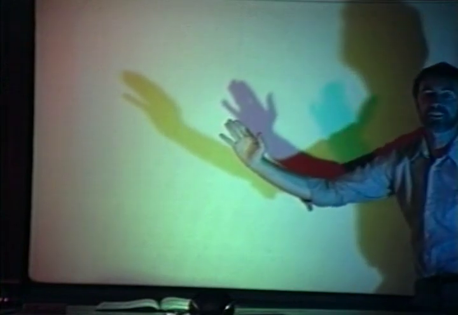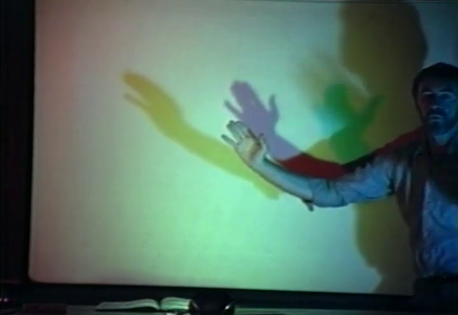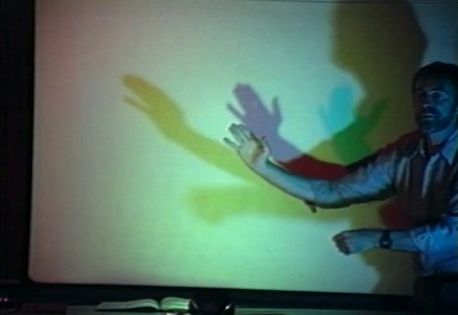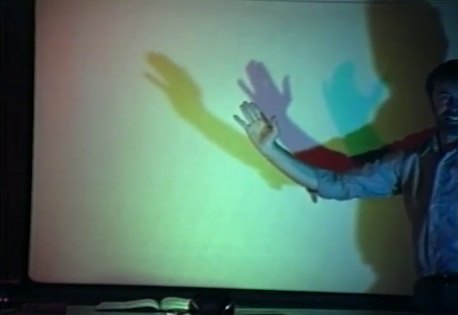These are your complementary colors, gang. Red, green, and blue, and the complementary colors: yellow, magenta, and cyan. Isn't that nice? Ain't that nice? You like?